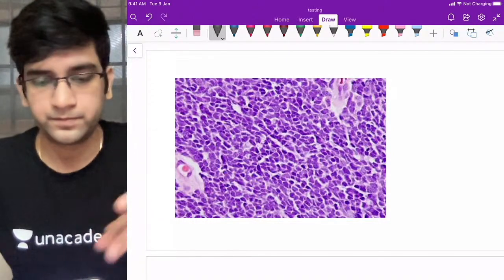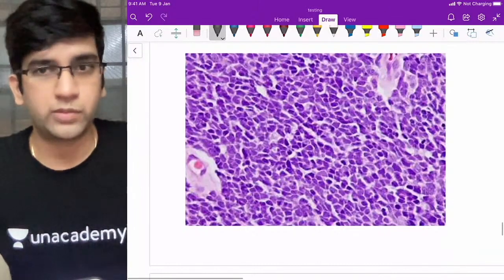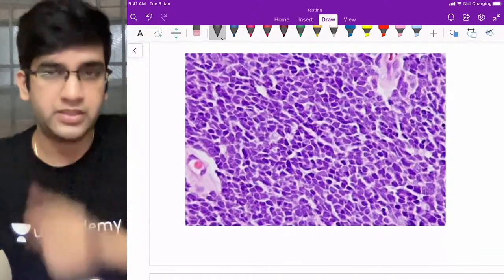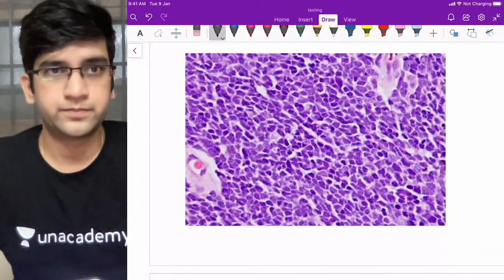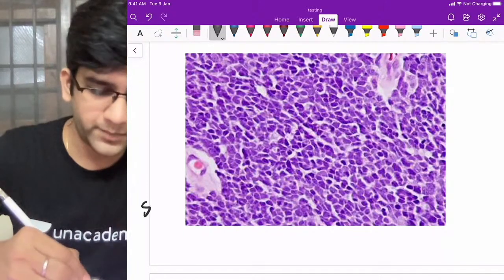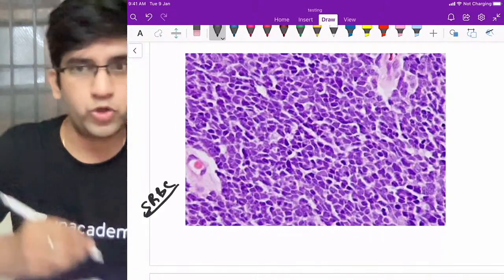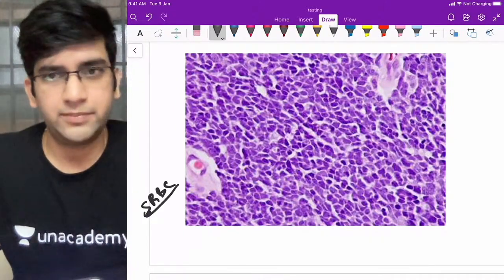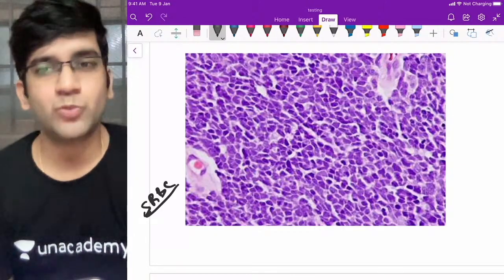Diagnosis. It's a tumor. What pattern? I don't want anything else, just tell me the pattern. This is my small round blue cell pattern, right? Medulloblastoma. I can call it a small round blue cell pattern.